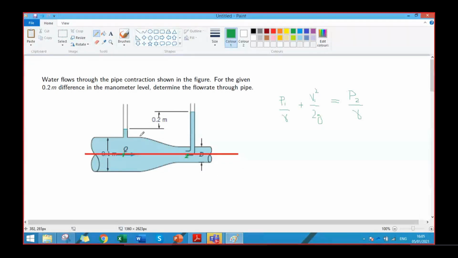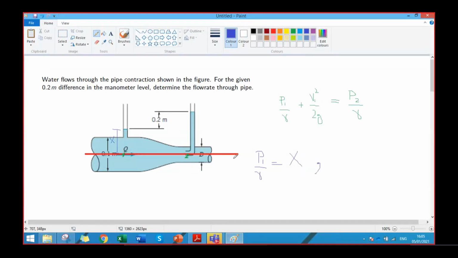We can use these readings, the height differences or the pressure difference in the manometer. If I say that the reading from the center line to this static tube is X, what would it be representing? This X would be equal to the static pressure at point 1. So P1 by gamma should be equal to X.